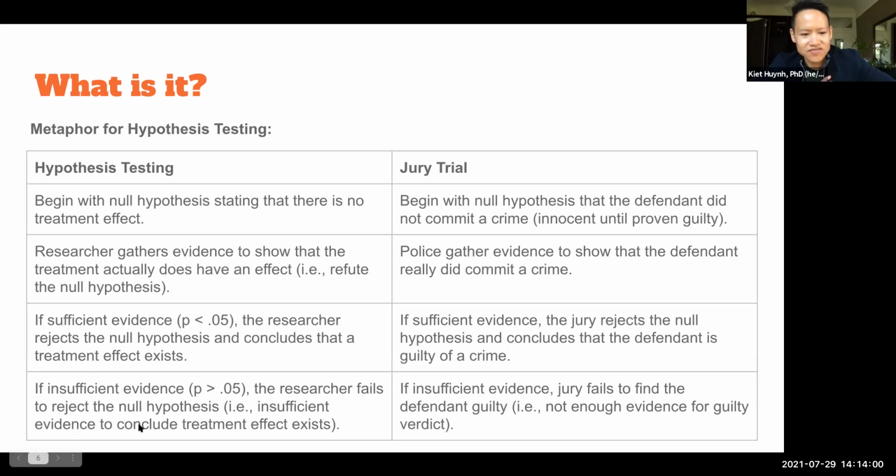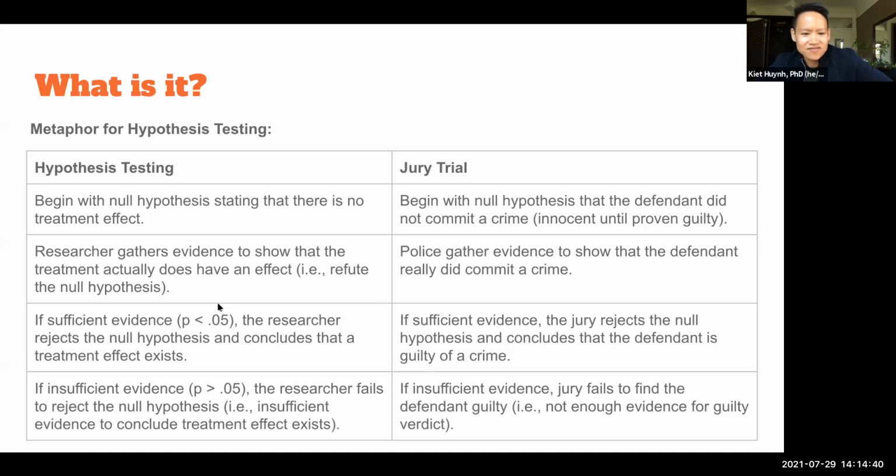Alternatively, if there's insufficient evidence, meaning you gather the evidence, you run the test, and the results are not significant, the p-value is greater than 0.05, then, this sounds confusing, but what we say is that the researcher fails to reject the null hypothesis. That means that there's insufficient evidence to conclude that a treatment effect exists or that there's a significant difference between the groups. That's just technical language. Technically, that's the most accurate way of saying this, but a lot of people just say whether there's a significant effect or not.